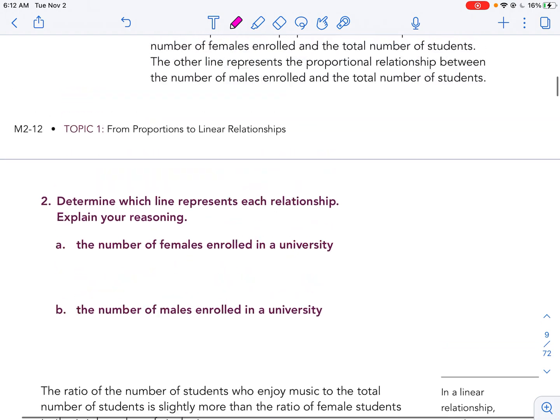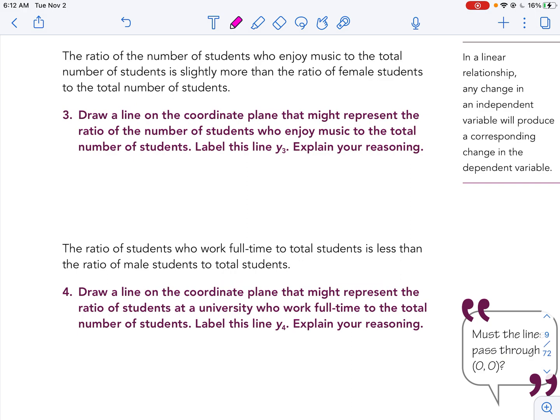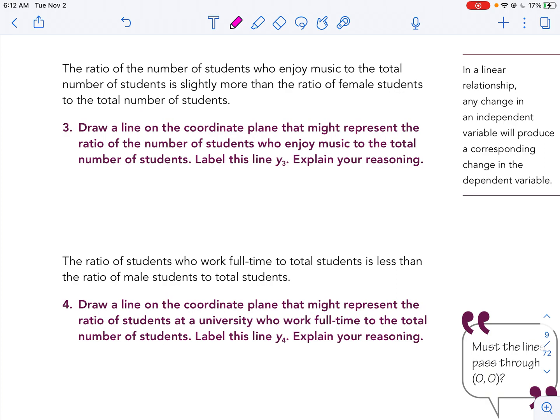Oh, we did this one already. I just wrote it on the lines. Okay, so now the ratio of the number of students who enjoy music, somebody who likes music, to the total number. So music to total. It's slightly more than the ratio of females. So if the female is this, if it's more than, we can make it 4/5, couldn't we?